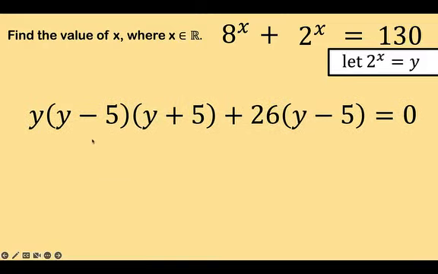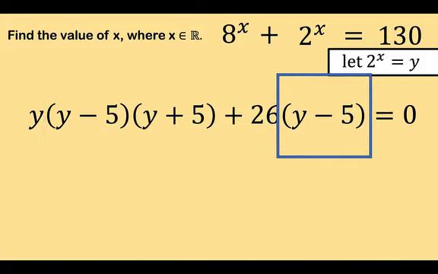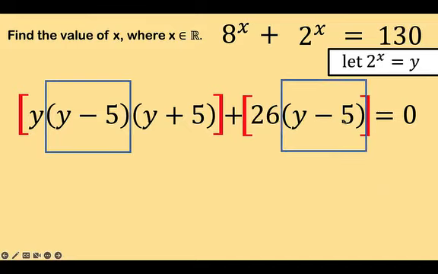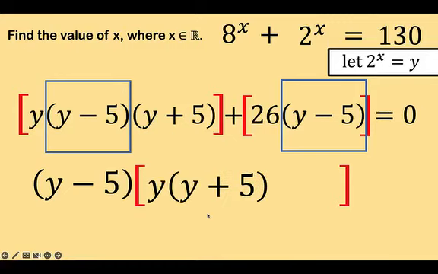Now, notice that this y minus 5 and this y minus 5 are common factors as well. So we can perform factoring by grouping again, and this is now what we have. Group this as one group and group this part as another group, equals 0. y minus 5 is common to these two groups. So factoring out y minus 5, we now have this entire expression divided by y minus 5. So we can cancel y minus 5 out. What's left is y times the quantity y plus 5, plus 26 times y minus 5 divided by y minus 5, which is 26.